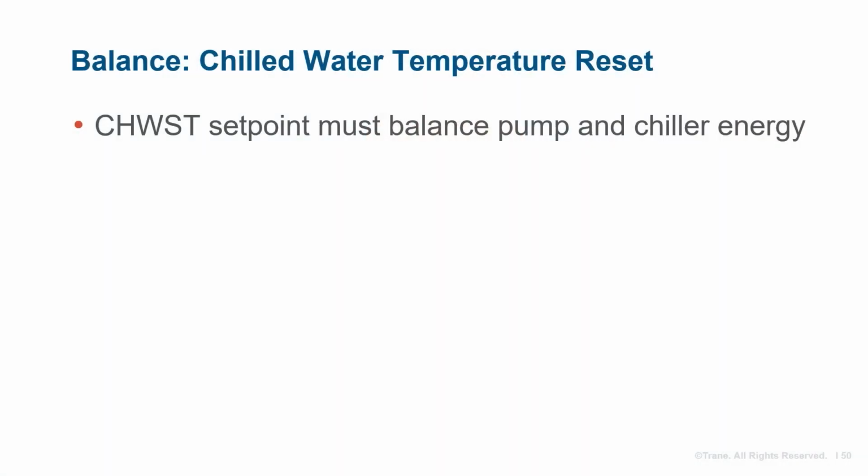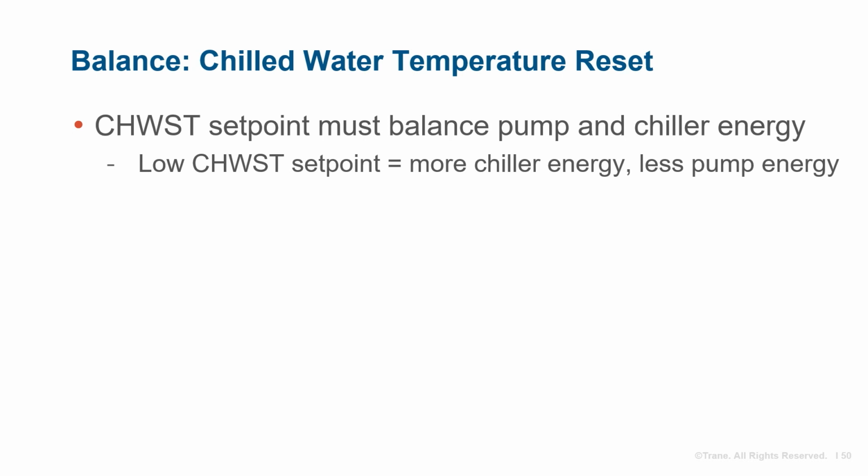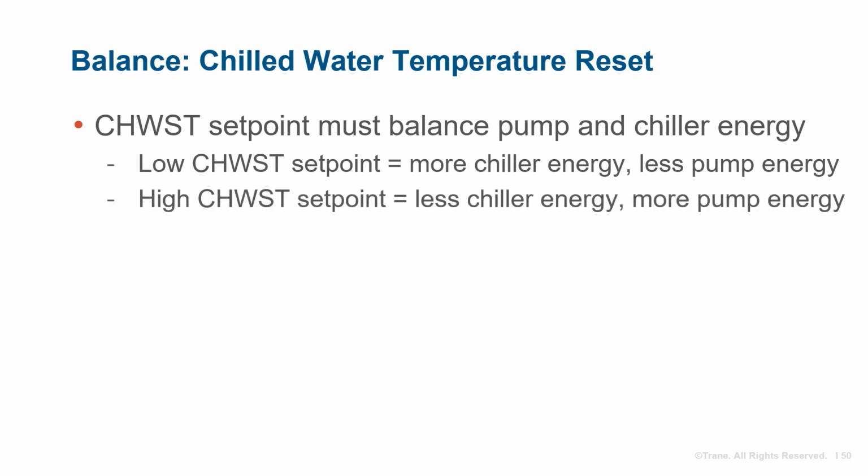Thanks, Sarah. Whenever the system resets a set point, there must be a balance struck between how the reset affects the energy consumption of several components of the system. Let's use chilled water supply temperature reset as an example. A low chilled water set point uses more chiller energy, but often uses less pump energy by making the coils more efficient. On the flip side, a high chilled water set point uses less chiller energy and more pump energy.